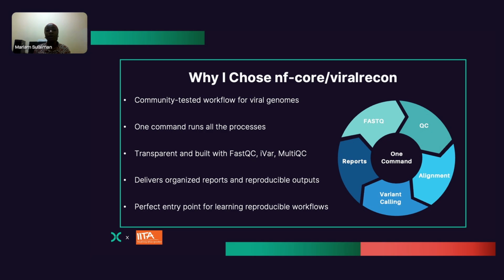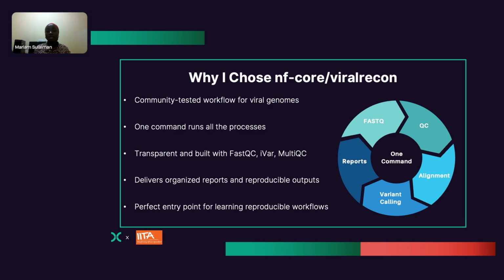So I chose nf-core viralrecon to run my analysis based on two main reasons. The first being that it is specifically built for viral genomes, and this fits perfectly with my SARS-CoV-2 dataset. Also, it is community curated, that is, it has been tested, reviewed, and standardized by a group of experts. And with one command, I was able to run all of this process, starting with my FASTQ files. I moved through quality control, alignment, variant calling, and eventually generated my reports.